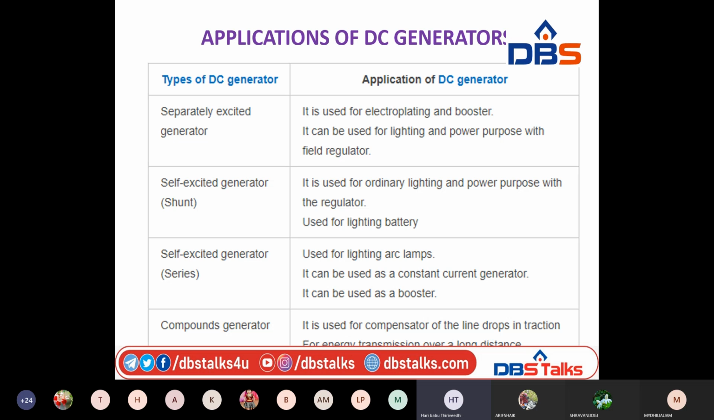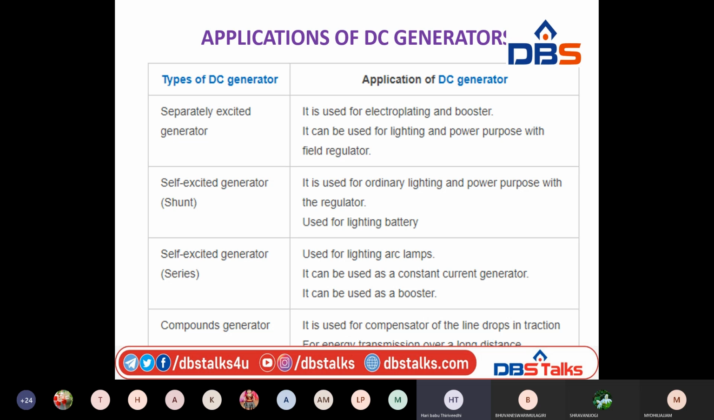Look at the last topic of first unit, applications of DC generators. Generally, the generators may be practically utilized in various applications. First, separately excited DC generator may be utilized for electroplating and boosters.